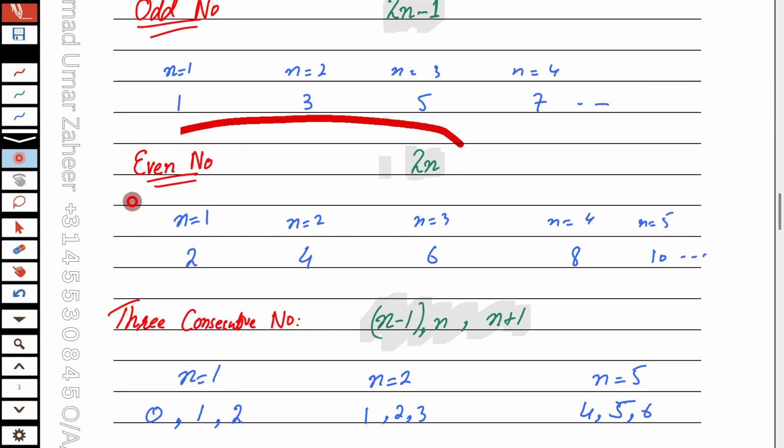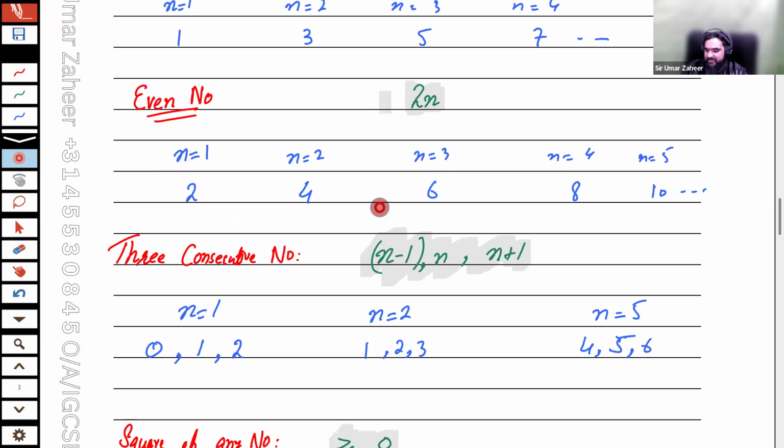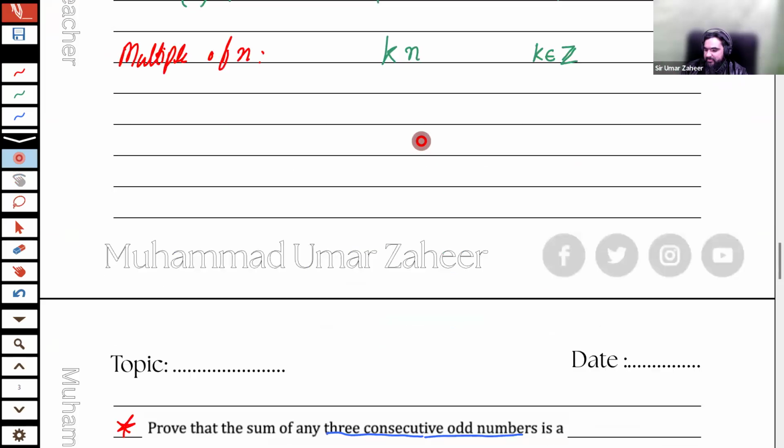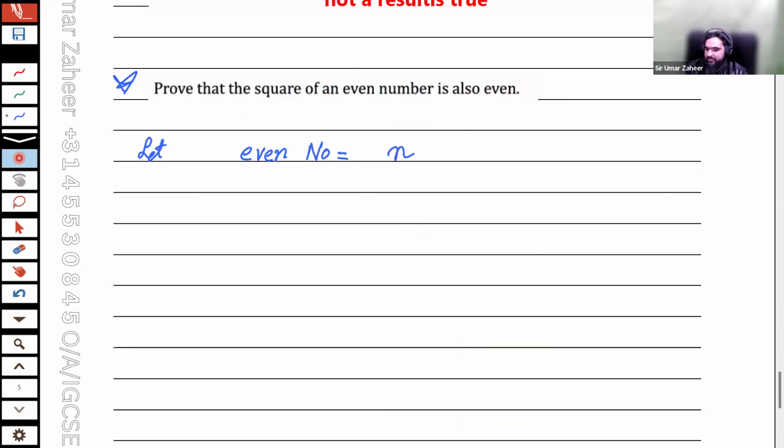2n. That is shown by 2n, because a multiple of 2 is always an even number. So this is the basic logic we will use. So we have even number is equal to 2n. And now what he says, the square of an even number is also even. So let's see how to take a square. So we have 2n whole square. That will be 4n square.